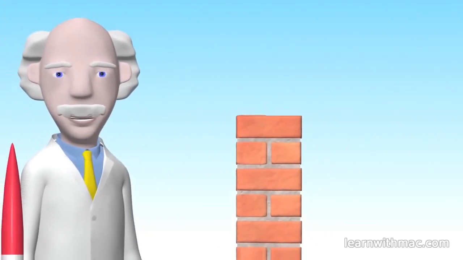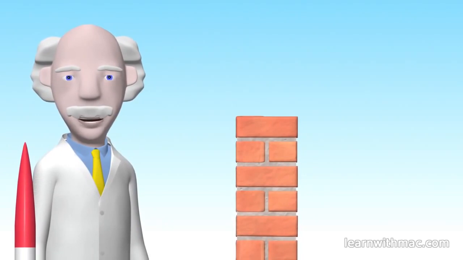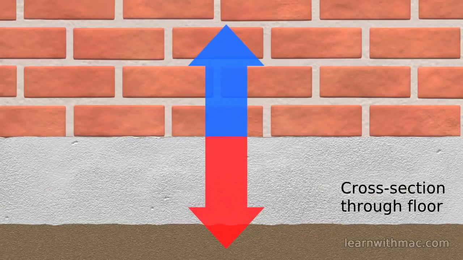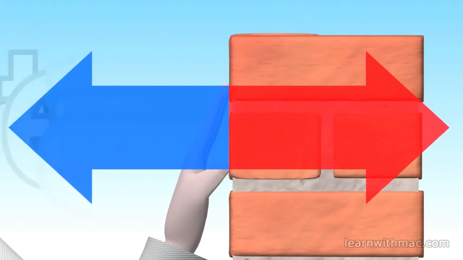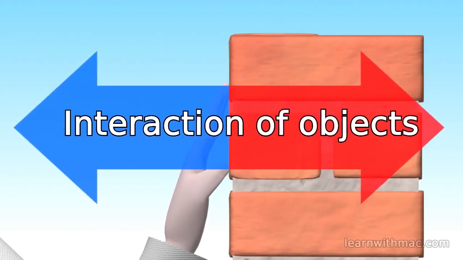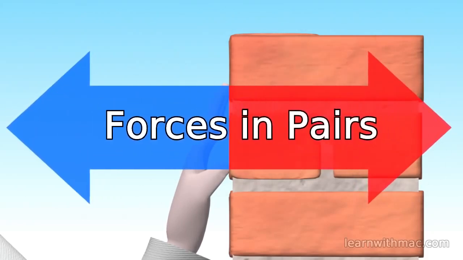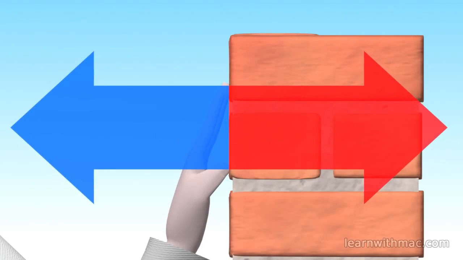It is also important to realise that forces are not just generated by live objects such as you and me. Inanimate objects such as the floor or the wall here generate forces. Forces result from the interaction of objects, and Newton's third law tells us that the forces appear in pairs, hence the phrase action and reaction.